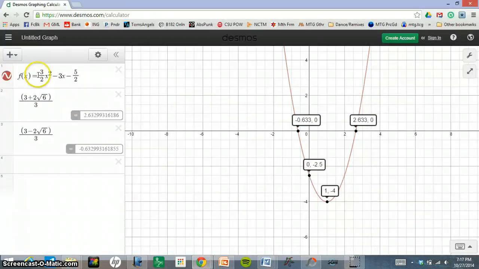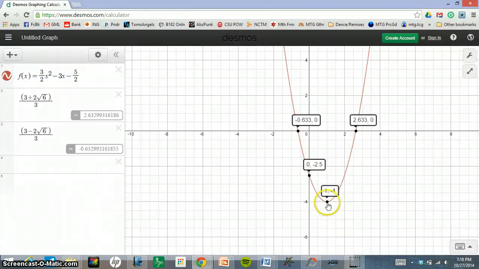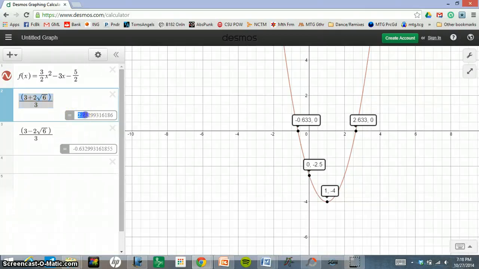I did this all out. Here's our function, 3 halves x squared minus 3x minus 5 halves. Just recalling, our vertex was at (1, negative 4). Our y-intercept was (0, negative 5 halves), which as a decimal is negative 2.5, so that checks out. And then here are the zeros. These are approximate. I also used the Desmos calculator to tell me what those were. 3 plus 2 square root of 6 all divided by 3. This really should be an approximation symbol. It's not exactly this, but good enough.